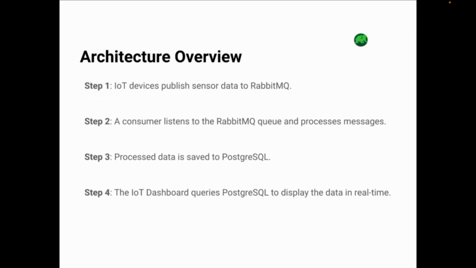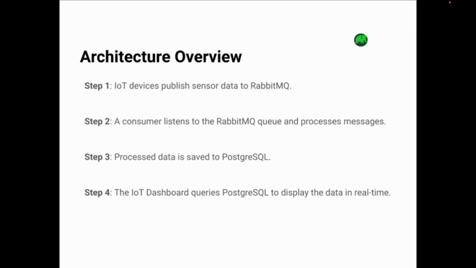To keep things simple, let's break down the process into 4 main steps, starting from how the IoT, Internet of Things, devices connect all the way to how data is displayed on the dashboard. Here's the architecture at a glance. Step 1. IoT devices publish sensor data to RabbitMQ. Step 2. A consumer listens to the RabbitMQ queue and processes messages. Step 3. Processed data is saved to PostgreSQL. Then the last step, the IoT dashboard queries PostgreSQL to display the data in real time. Let's start with step 1.